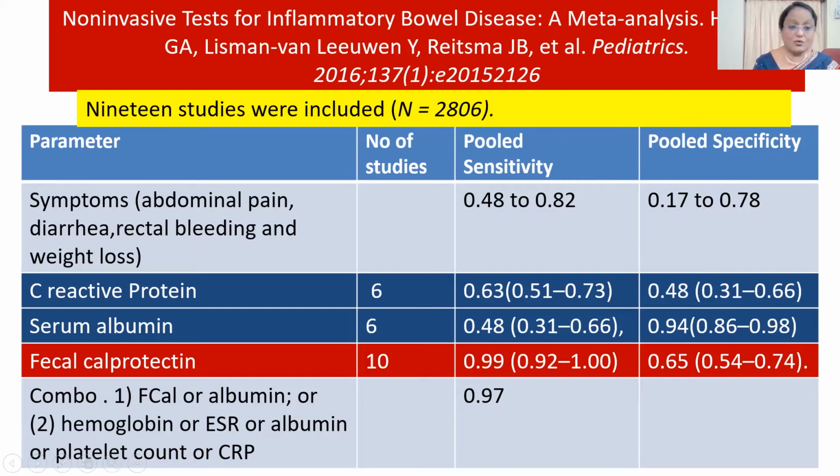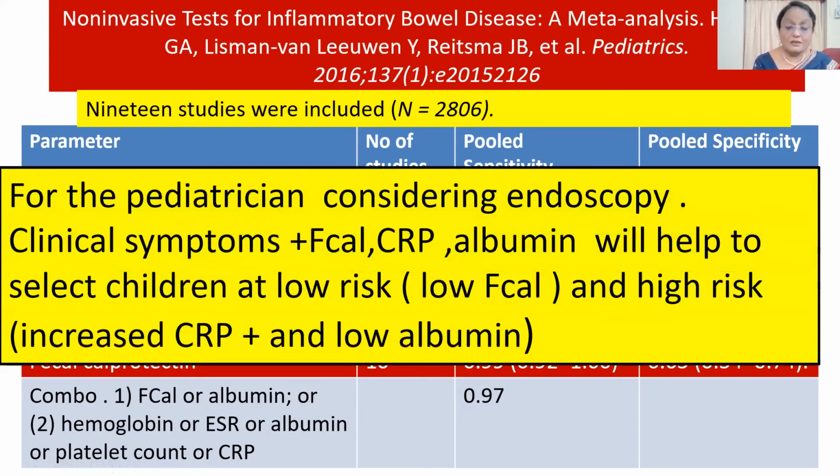So the suggestion was, if you use a combo of fecal calprotectin or albumin or hemoglobin or ESR, the pooled sensitivity could be better. And so the final conclusion in that study was for pediatricians who see the case first, especially abroad, where they see the case and then they refer to the pediatric gastroenterologist before they refer for endoscopy.